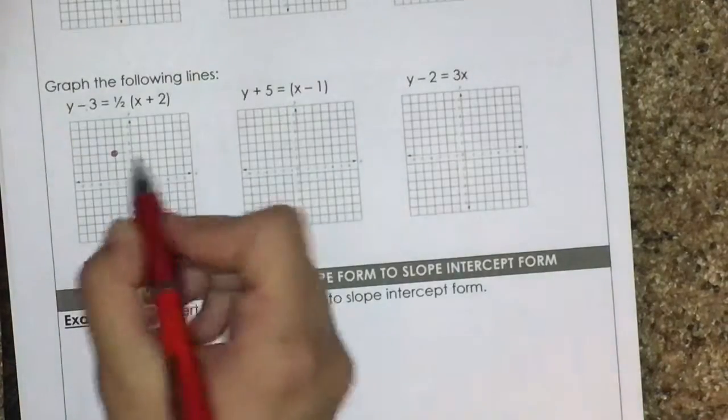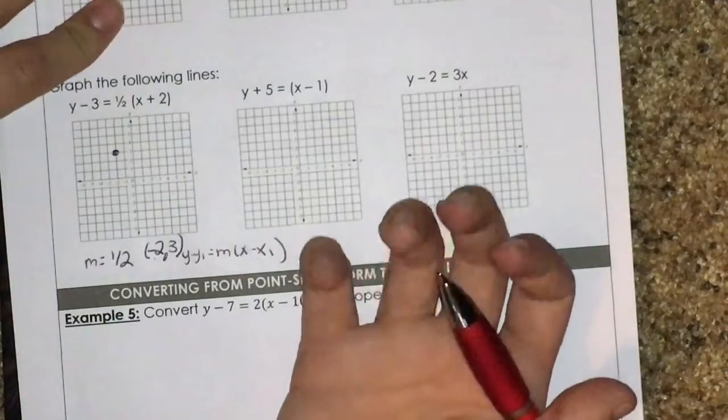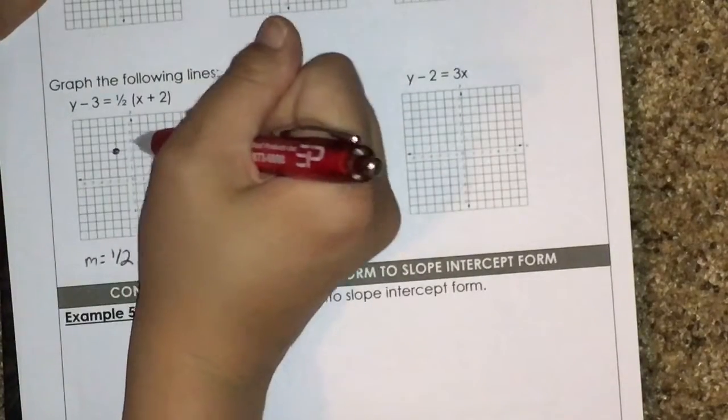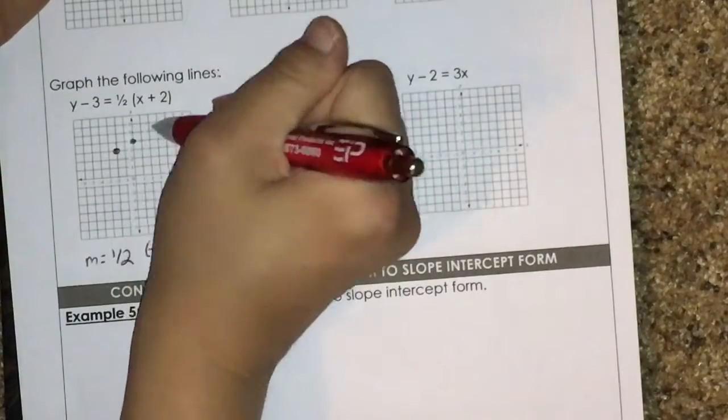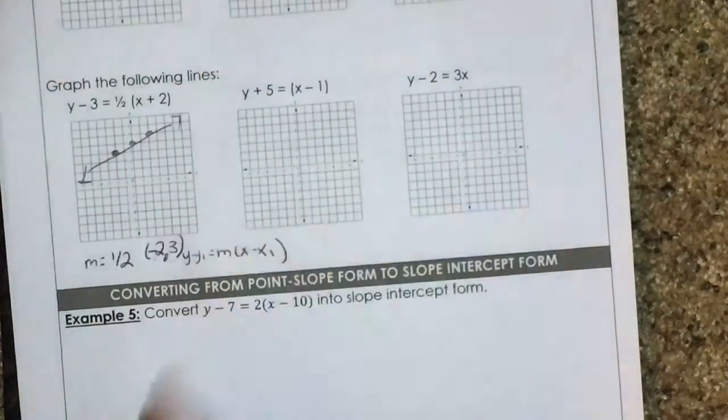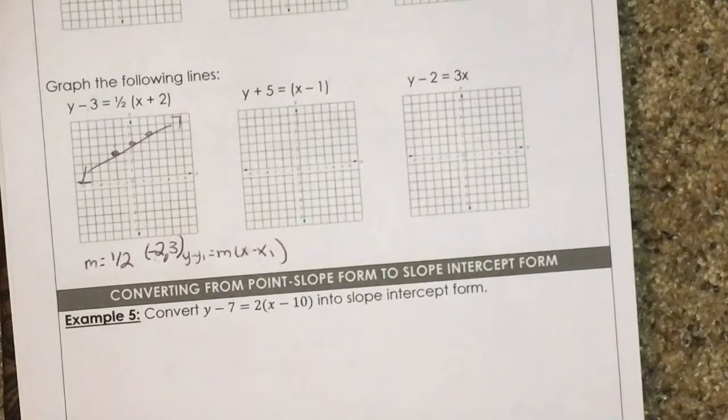We know this point is on the line. We don't need the y-intercept. We can graph it with just a point and a slope. We're going to go up 1 over 2, up 1 over 2. So plot your point and apply your slope.